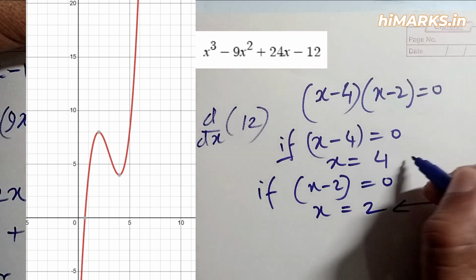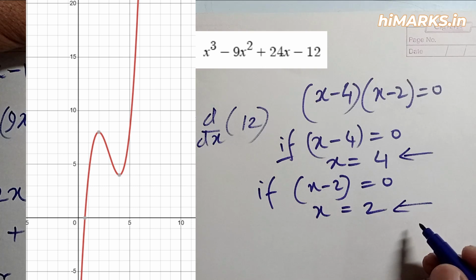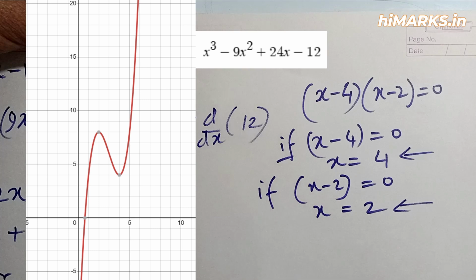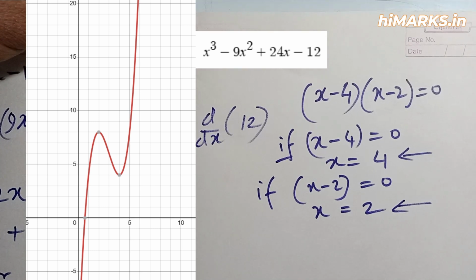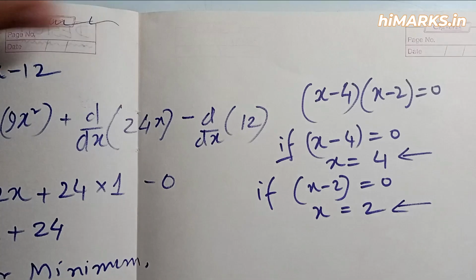So this is the original plot of the given equation, and you see that at x equal to 2 and x equal to 4 you will find up and down. That is the local maxima and minima, and our differentiation is able to detect this fact so nicely.